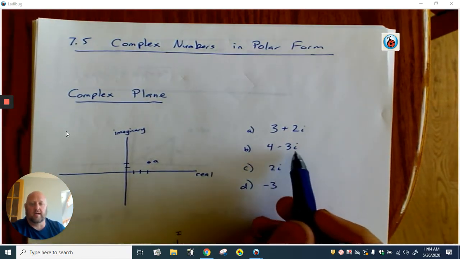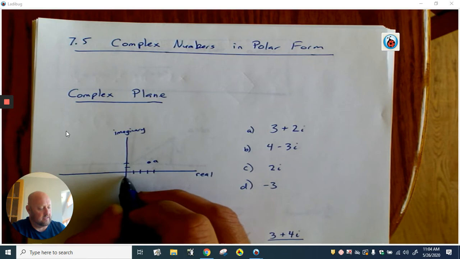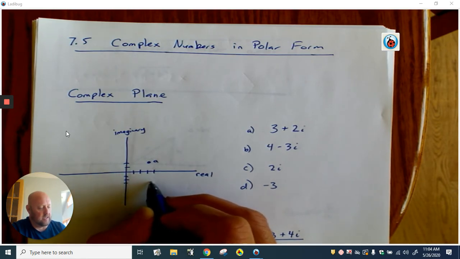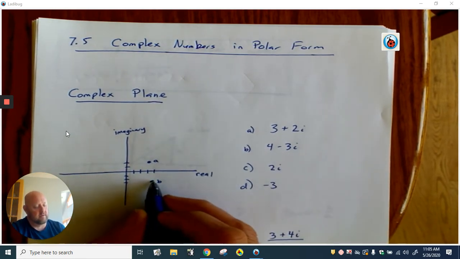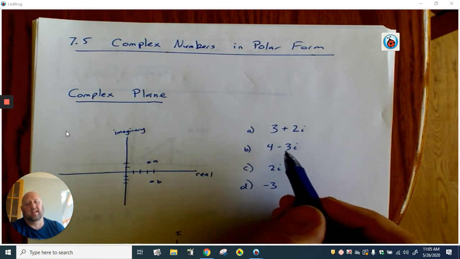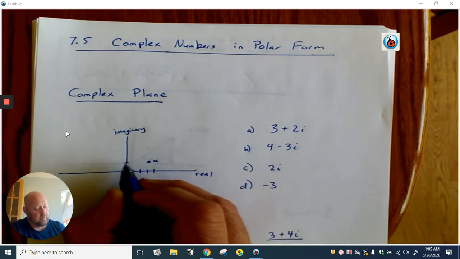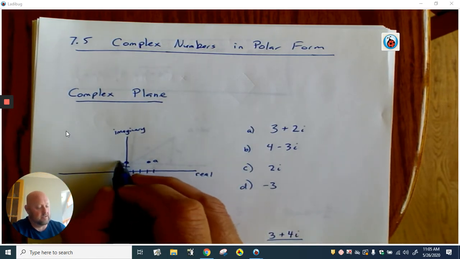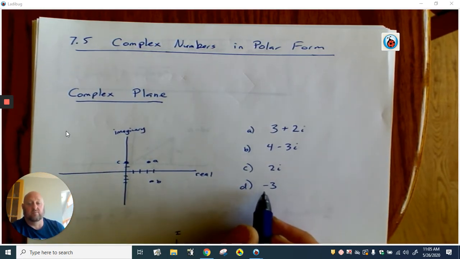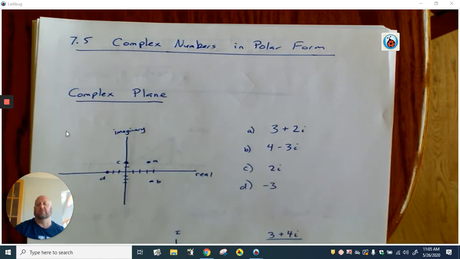Likewise, the point 4 minus 3i would be right 4 on the real axis and then down 3 on the imaginary axis. So it works just like an xy axis point. The point 2i would be a purely imaginary number, so that point would be right on what looks like the y-axis, but it'd be on the imaginary axis. And we can have purely real numbers on the real axis, so the point -3 would just be left 3 over there. Okay, so we can plot those points.